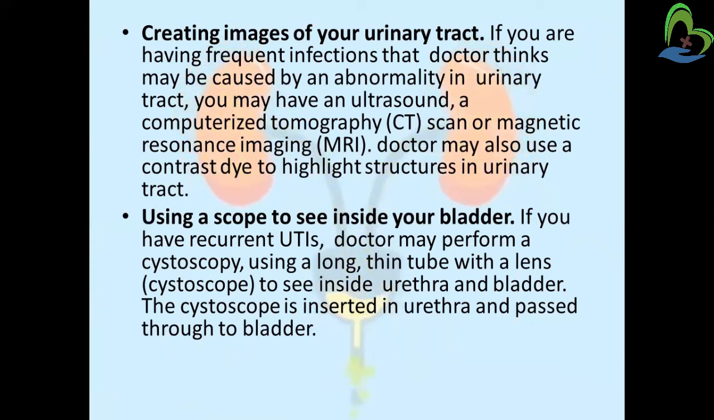Then using a scope to see inside your bladder. If the person has recurrent UTIs, doctors may perform a cystoscopy using a long, thin tube with a lens, that is a cystoscope, to see inside the urethra and the bladder. So due to that, we can identify which parts are affected.